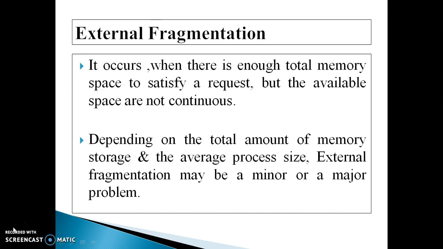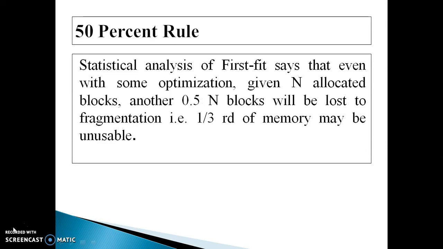External fragmentation occurs when there is enough total memory space to satisfy a request, but the available spaces are not contiguous. Depending on the total amount of memory storage and the average process size, external fragmentation may be a minor or a major problem.